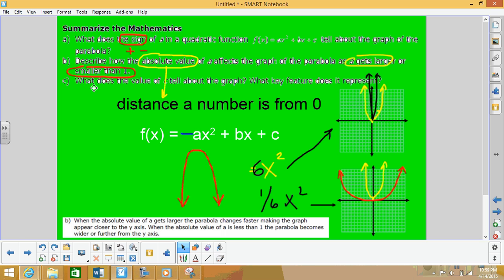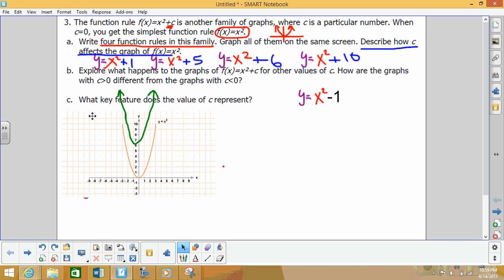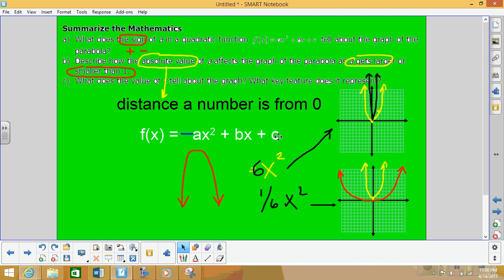And then for C, what does the value of c tell you about the graph? What key feature does it represent? That was one of the same questions for number 3. If you watched that video tutorial, what does c represent? It was representing where the graph crosses the y-axis.